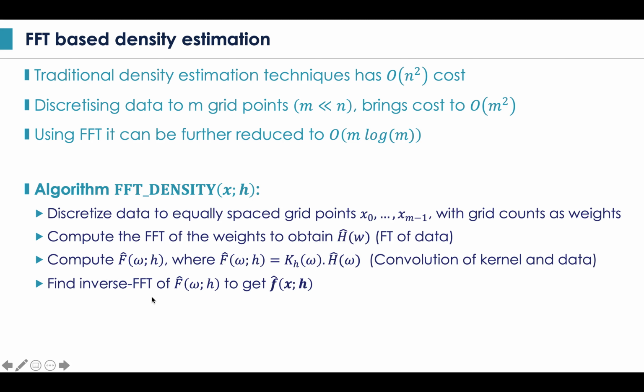Eventually, we just do an inverse Fourier transform of the f hat to get the normal f hat x, which is the density of the data. So that's a quick way of getting the density estimate using the Fourier transform. So now let's look at the proposed method. I'll just give you the intuition behind this with a high level idea.